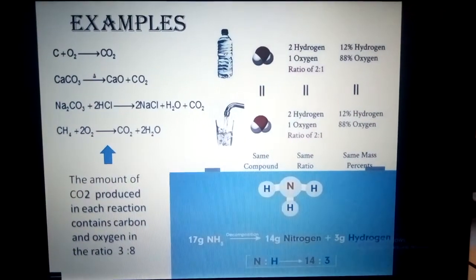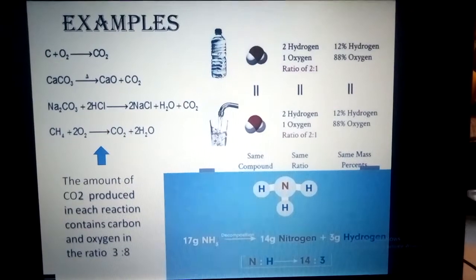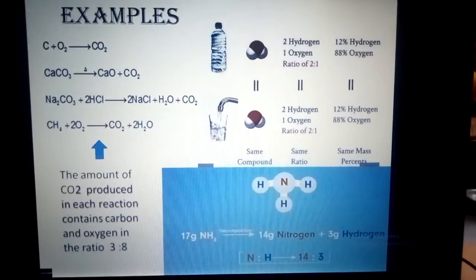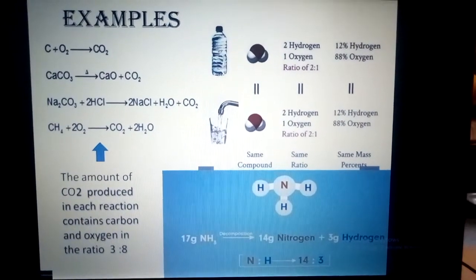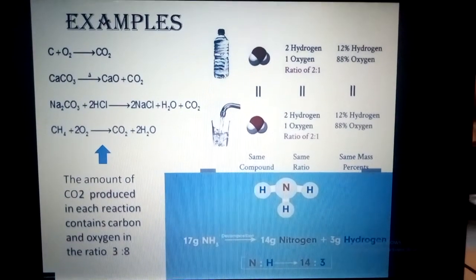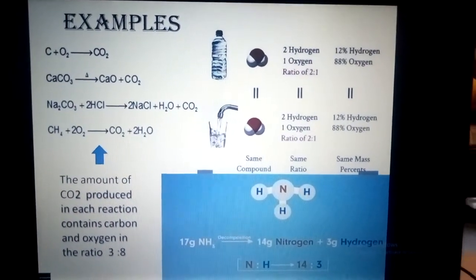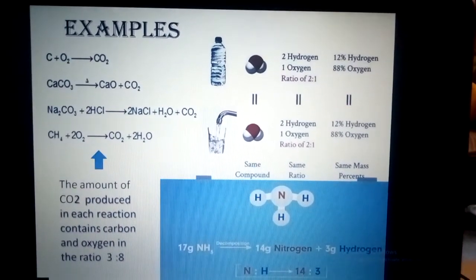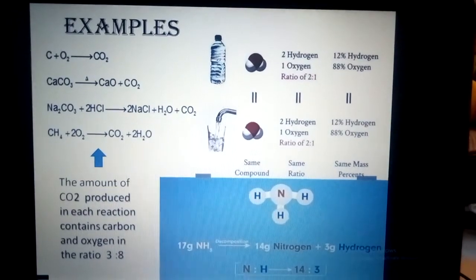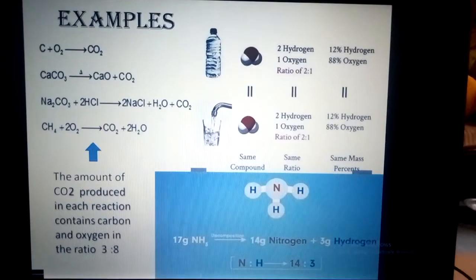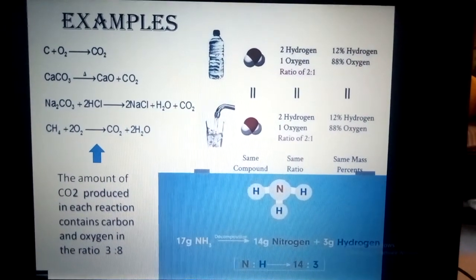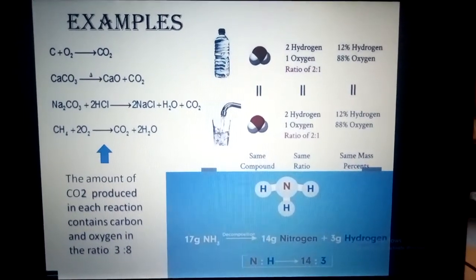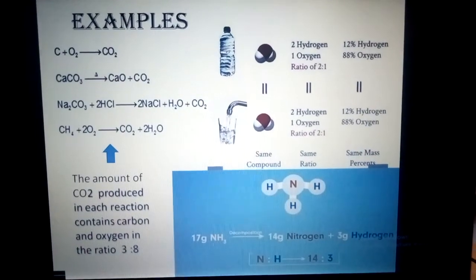Here are a few examples by which the validity of this law has been confirmed. In the first example, we can see the amount of carbon dioxide produced in all the experiments contains carbon and oxygen in the ratio 3:8, whether it was obtained by heating carbon with oxygen or produced due to decomposition of calcium carbonate. Similarly, in the next example, whether we take water kept in a bottle or tap water, its composition remains the same, 2 hydrogen and 1 oxygen. Same is for any other compound, like ammonia, whether it is obtained naturally or prepared in a lab, it will contain nitrogen and hydrogen in the ratio 14:3 only.